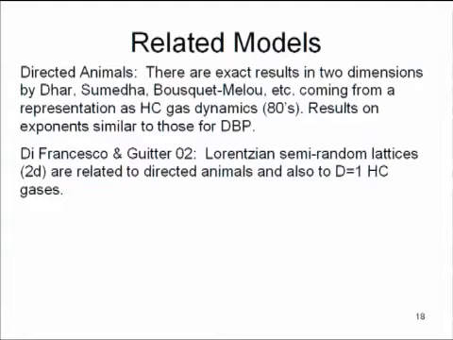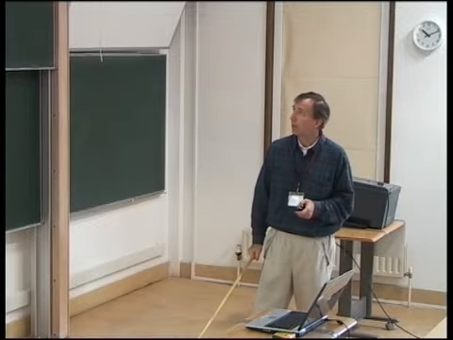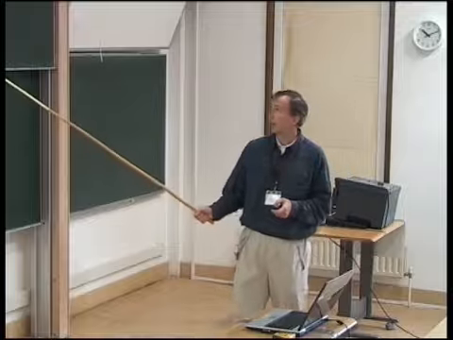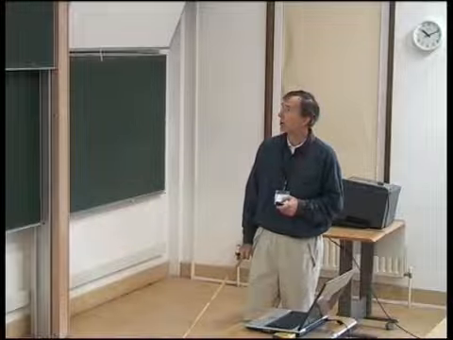And those other problems which have come up recently, Di Francesco and Guitter did these Lorentzian semi-random lattices, which we saw briefly in one of the other talks earlier in the week. These are also related to directed animals and also to the d=1 hardcore gas.